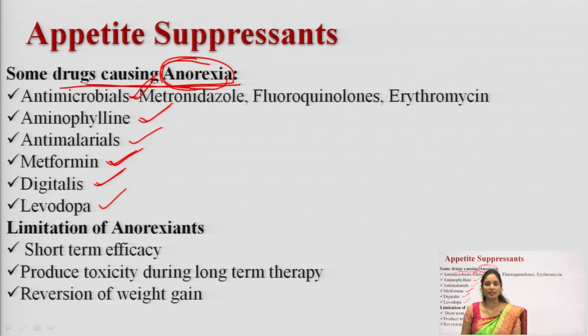Okay, so there is such a list of drugs which can induce or produce anorexia. What are the drugs which can produce anorexia? Antimicrobial drugs, metronidazole, fluoroquinolones, erythromycin, all these drugs will decrease the appetite. And after that, aminophylline, digitalis, levodopa, anti-malarial drugs, metformin. So, all these are the drugs which will decrease the appetite.